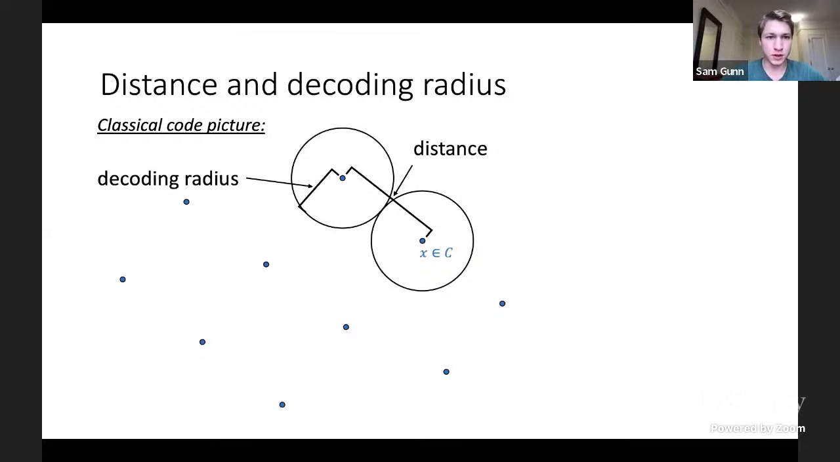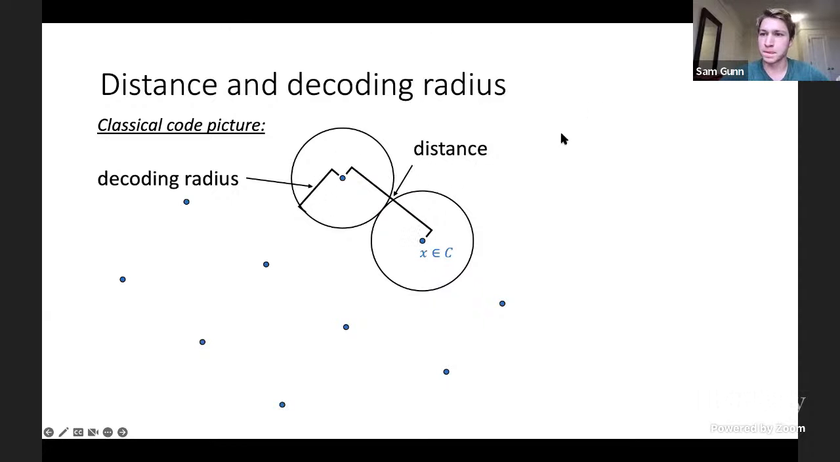Okay. So these two error models that we talked about, erasures and adversarial errors, are captured by two parameters for codes called the distance and decoding radius.